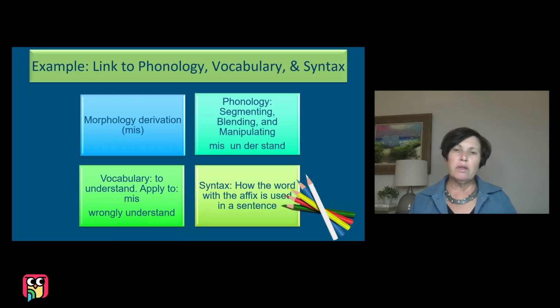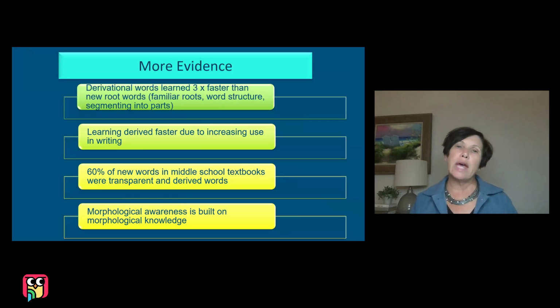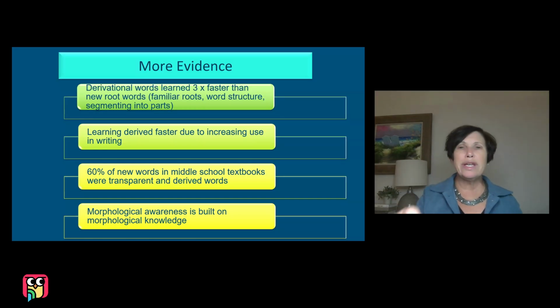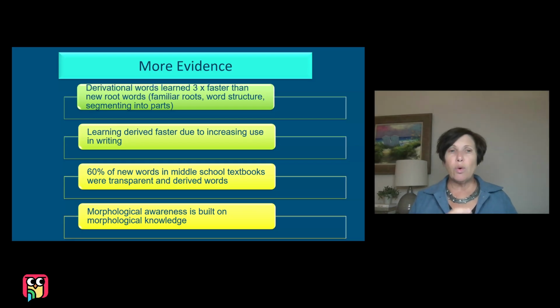From a syntax perspective, we look at how those affixes will change the meaning of the sentence, based on the knowledge of the words from that morphology perspective. As we continue to look at that evidence, we know that derivational words are learned 3 times faster than root words because they are familiar with what the student is hearing. They've already heard it. So as soon as I see re in writing, I can make that connection. Oh, I already know what that means. So again, we're going to see those derivational words increase 3 times faster than new root words.